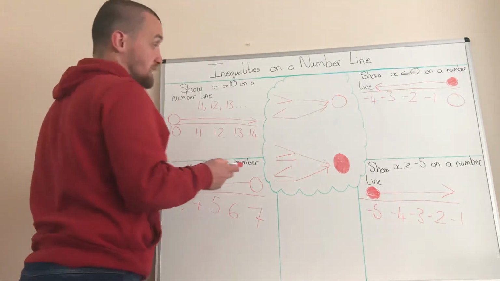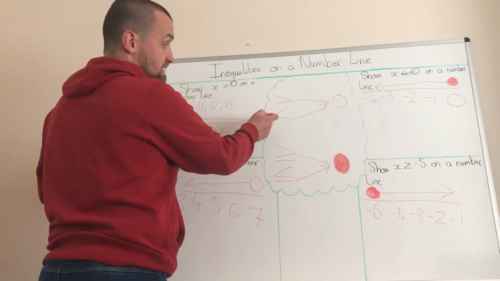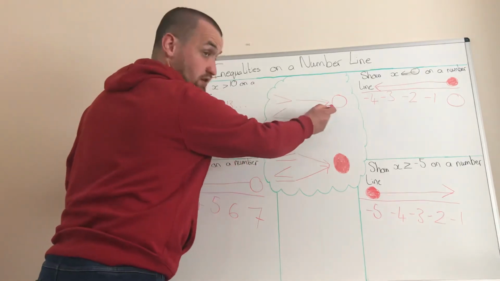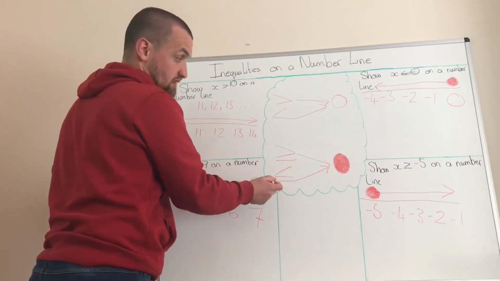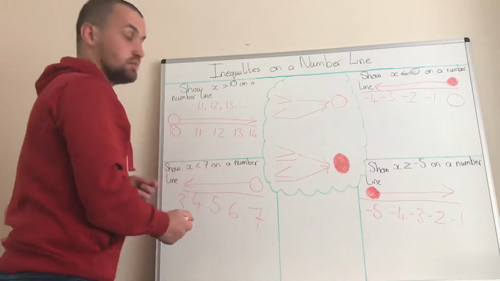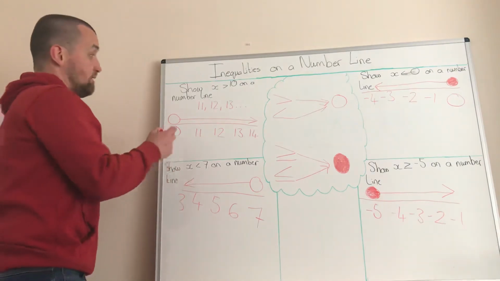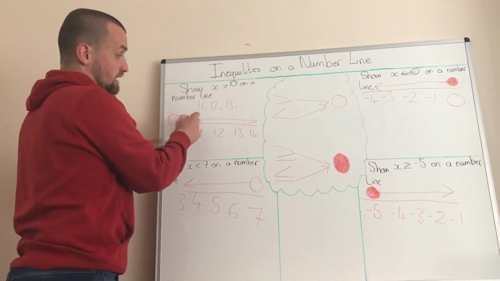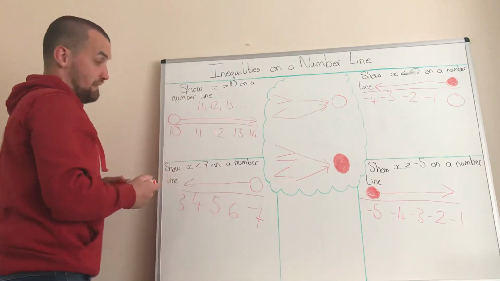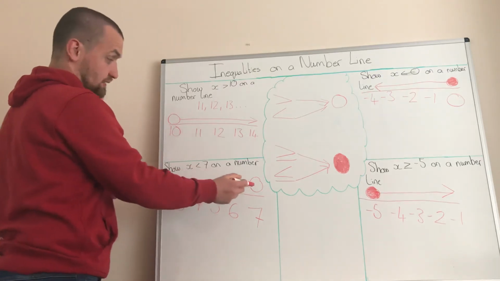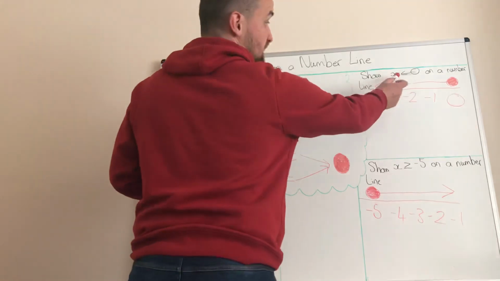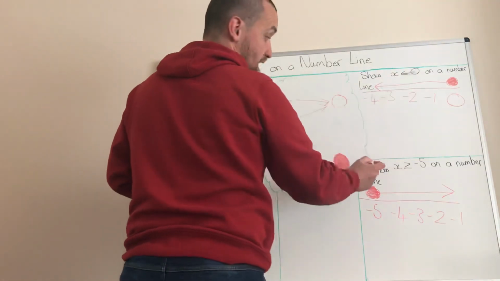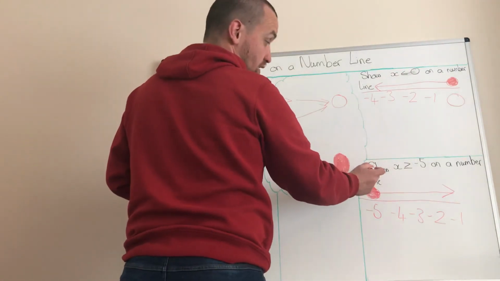So key things to remember. The two main bits: if it's a less than sign or a greater than sign, it's a clear dot. If it's a greater than or equal to sign or a less than or equal to sign, we colour in the dot. If it's a greater than sign, the line goes to the right. And if it's a less than sign, the line goes to the left. If it's a less than or equal to sign, the line goes to the left. And if it's a greater than or equal to sign, the line goes to the right.